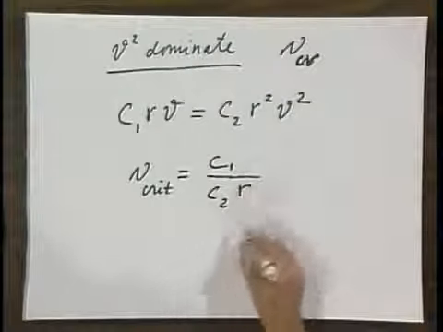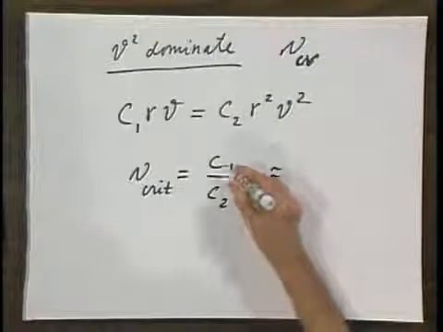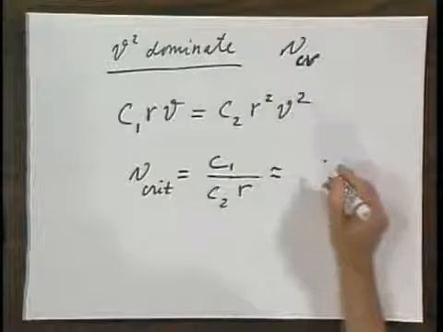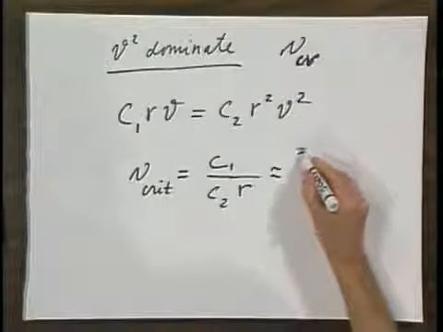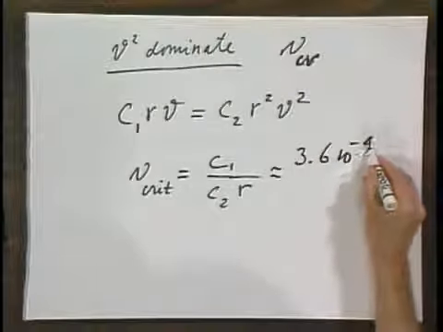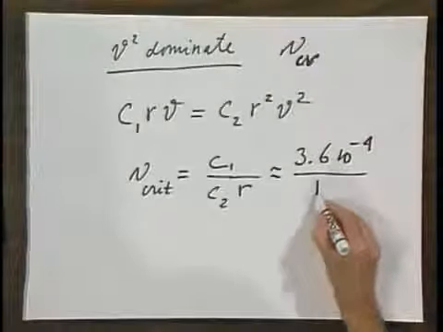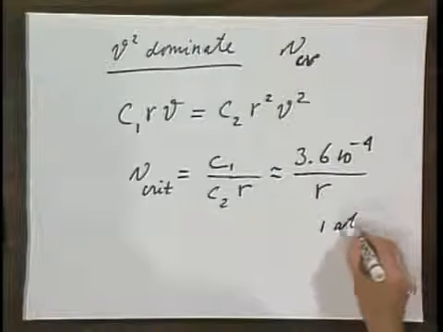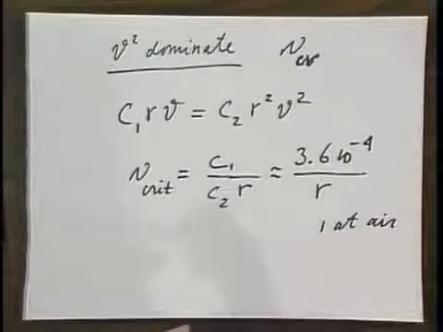And that critical velocity then becomes c1 divided by c2r. And if you put in the numbers that I've given you earlier for c1 and c2 for 1 atmosphere of air, you will find 3.6 times 10 to the minus 4 divided by r. So this is 1 atmosphere of air, and we are dealing with spheres.